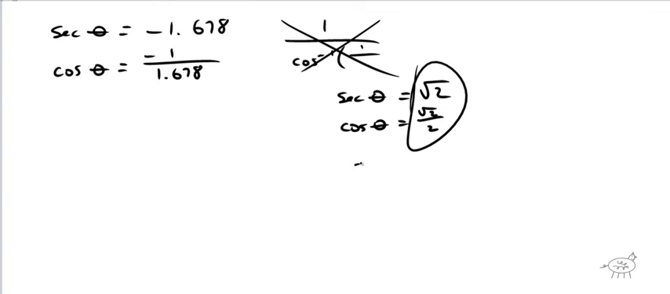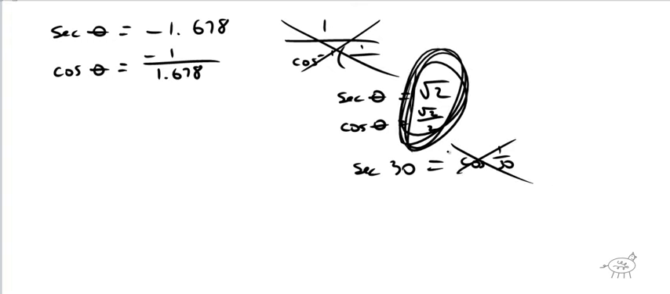So again, if I said secant of 30 degrees, it is not cosine of 1 over 30. All right, there's a big difference. This is really, really bad. That's the reciprocal of an angle. This is the reciprocal of a ratio, and I'm allowed to do that. Okay? So anyway, back to this problem here.